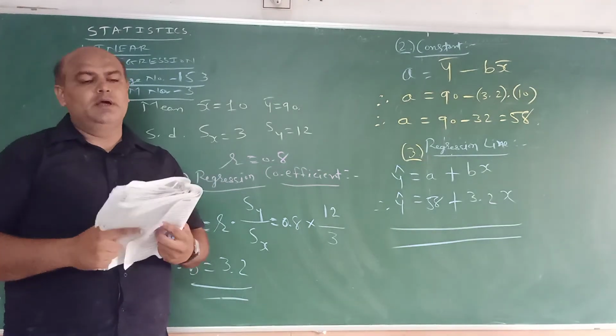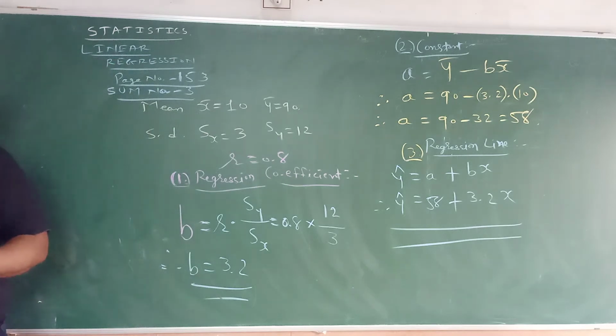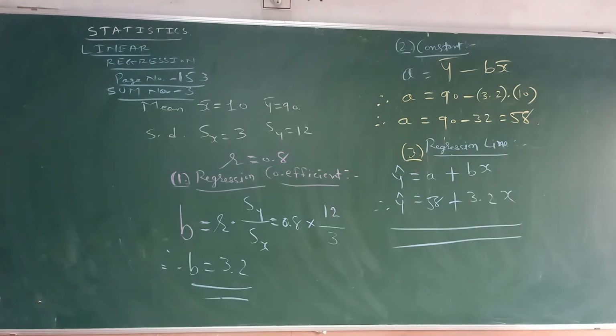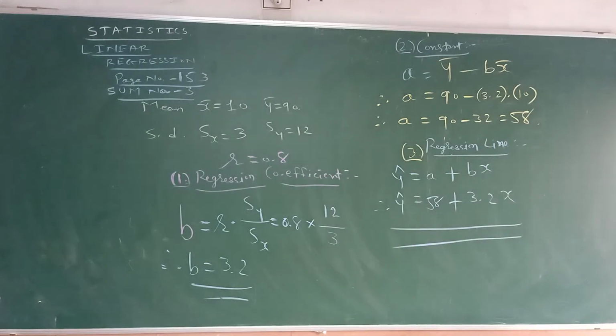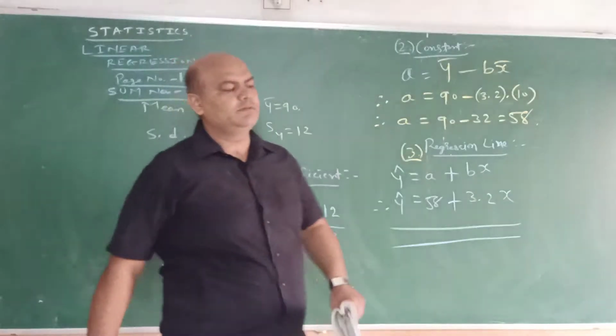Now we take the next sum, that is sum number 4. Sum number 4 of the same exercise, page number again 153. This is sum number 3.